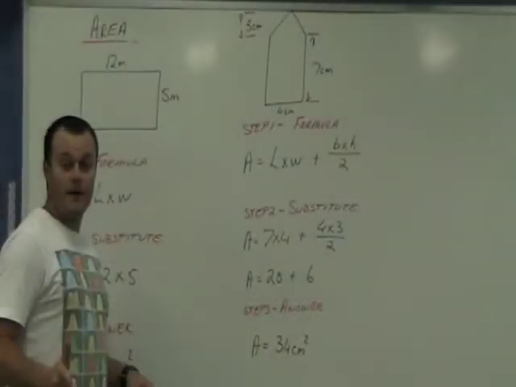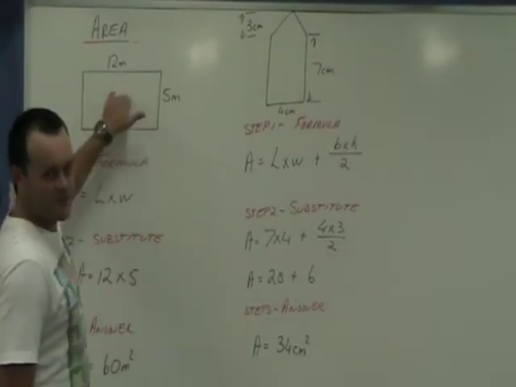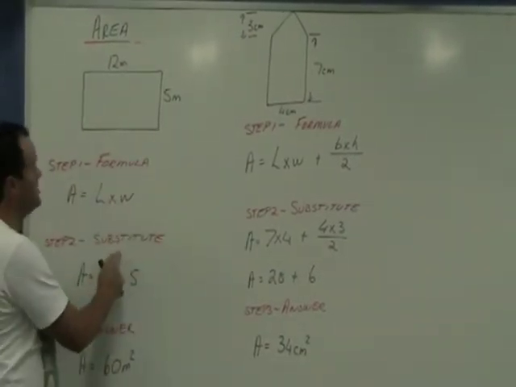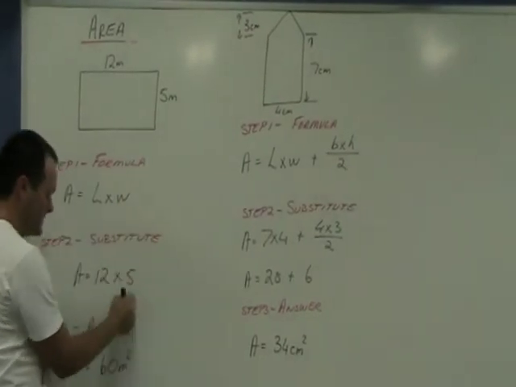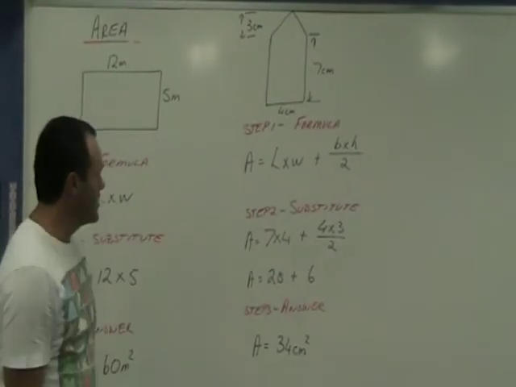Alright, welcome back, hope you had a go, hope you did really well. Let's have a look at how you went. First one's a rectangle. The area of a rectangle is length times width. Substituting in length of 12, width of 5, 12 times 5 gives me 60 square metres. Give it a tick if you got it, well done.